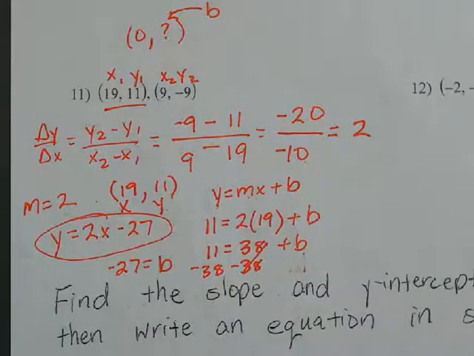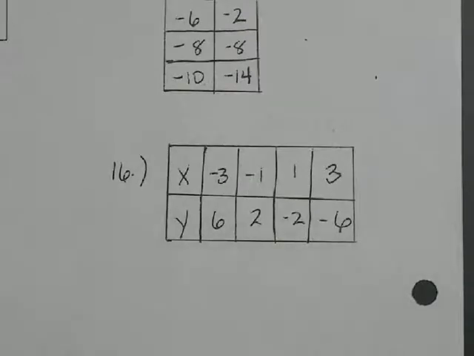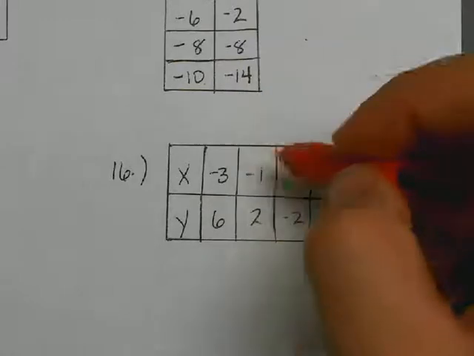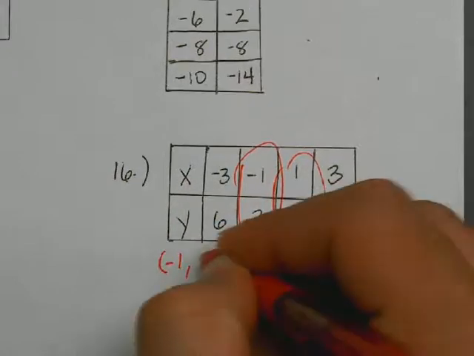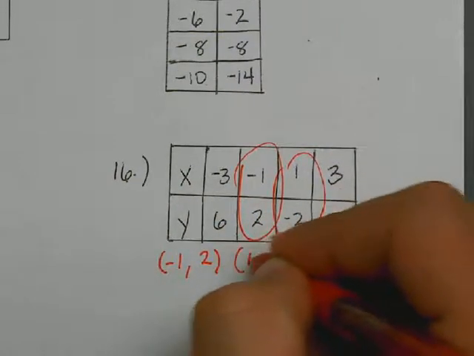Okay, let's do one more. Let's look at number 16. So that was number 11. Let's look at number 16. So now that I have a table, my first step is to just pick 2 points. Okay, just pick 2 points. I'm actually just going to pick the 2 in the middle. -1, 2, and 1, -2. So I got -1, comma 2, and 1, comma -2.